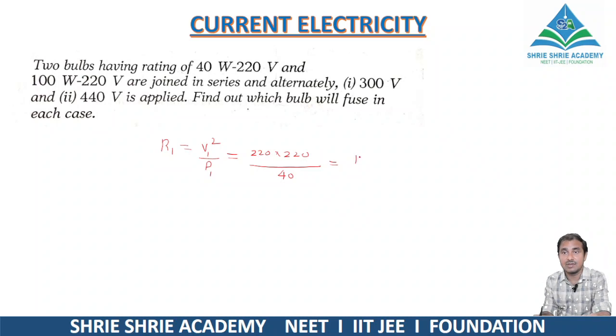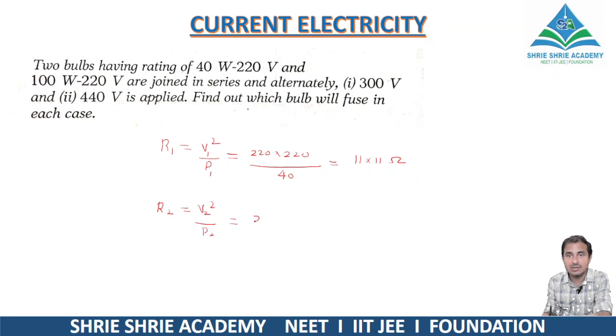In simplified form, you get 11 into 11. That is the resistance of the first one. The resistance of the second one, R2, is equal to V2 square by P2. Again you will get 220 into 220 divided by, so you get here 22 into 22.